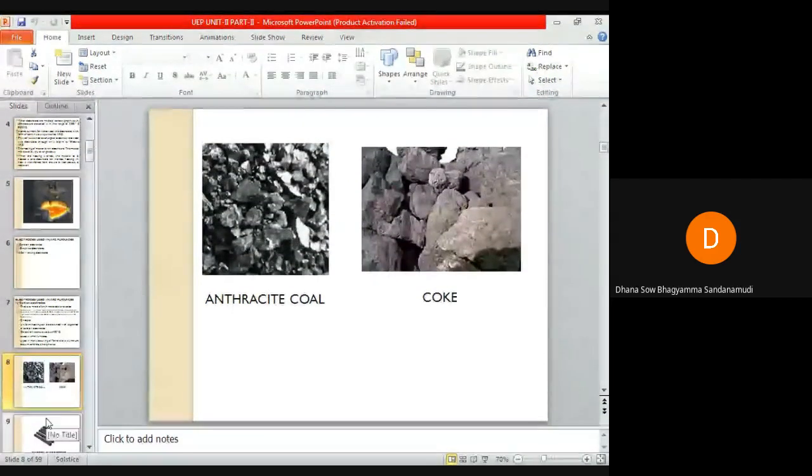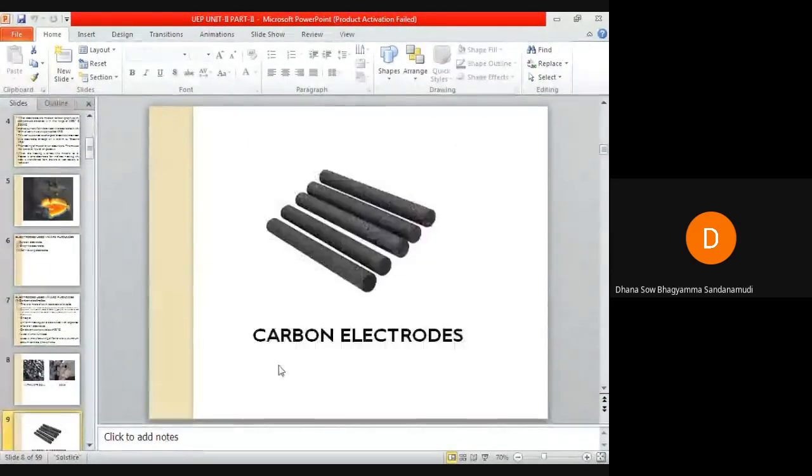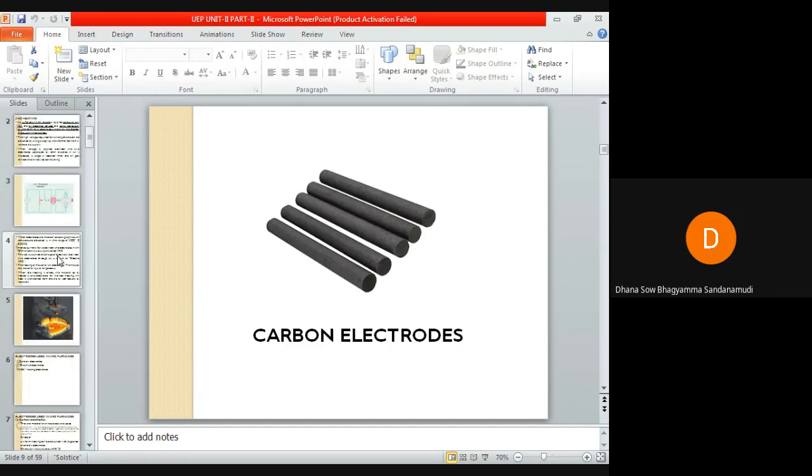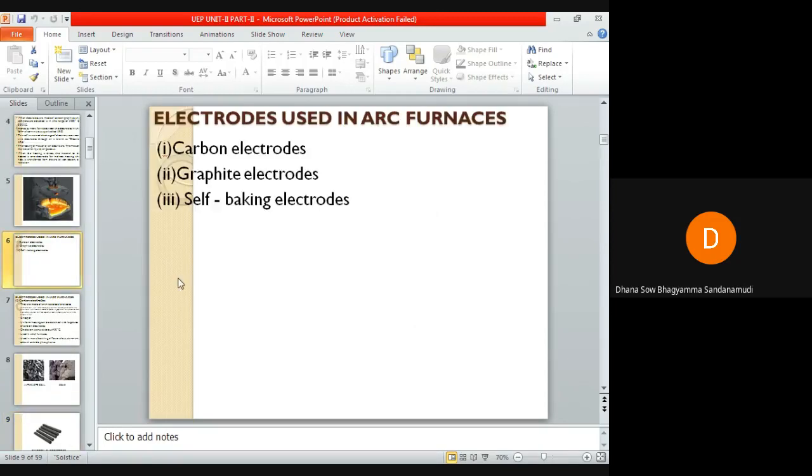So this is our carbon electrode. After using the material, that is anthracite coal and coke, you can see these are the carbon electrodes which are used in the arc furnace. Next one is the graphite electrode.